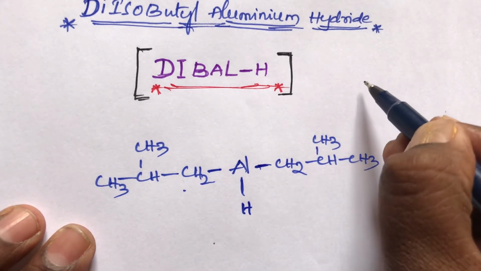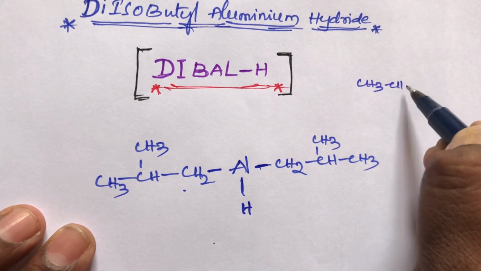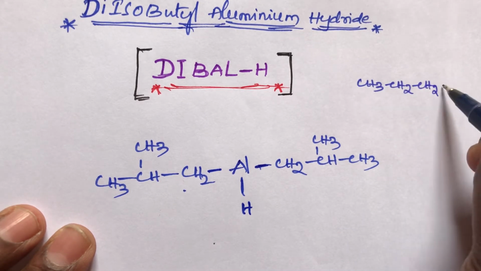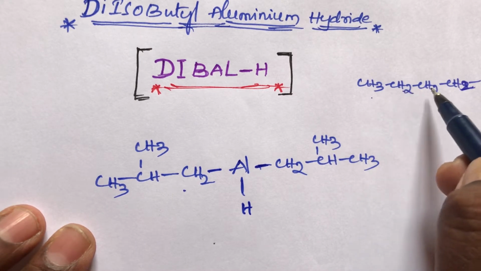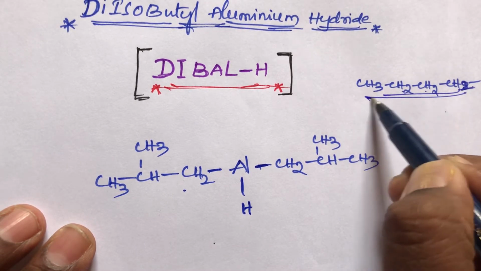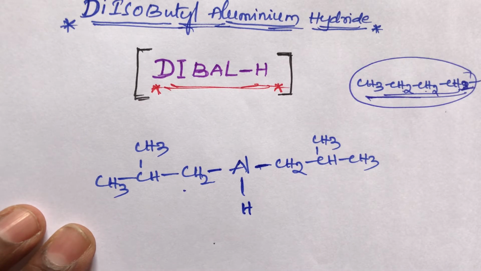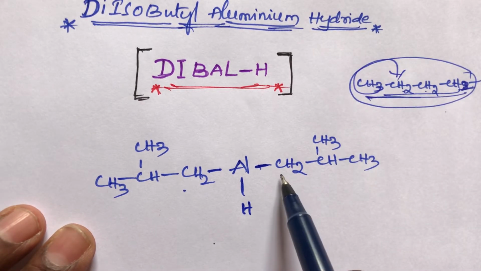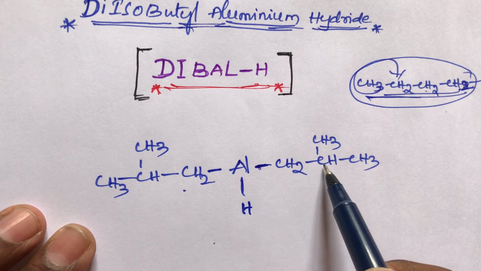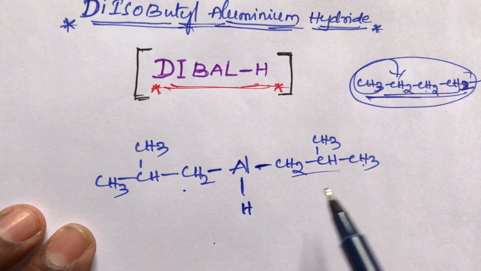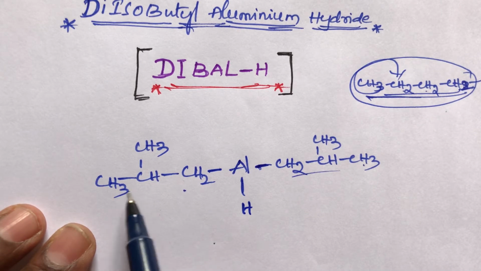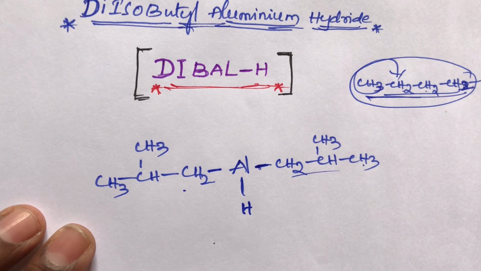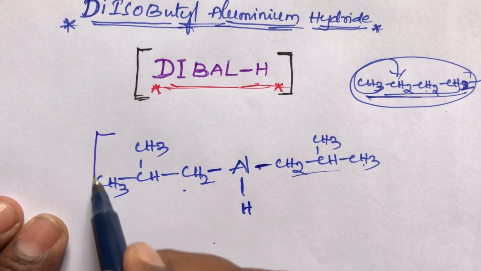Generally we know that butyl group is CH3, CH2, CH2, CH2. Sorry, that is CH3, CH2, CH2, CH2. This is called butyl group. Isobutyl means one methyl group is shifted, so it is CH2 single bond CH, CH3, CH3. This is called isobutyl group. Here two isobutyl groups are there, one on the left hand side and another on the right hand side. So that's why it is called diisobutyl aluminum hydride.